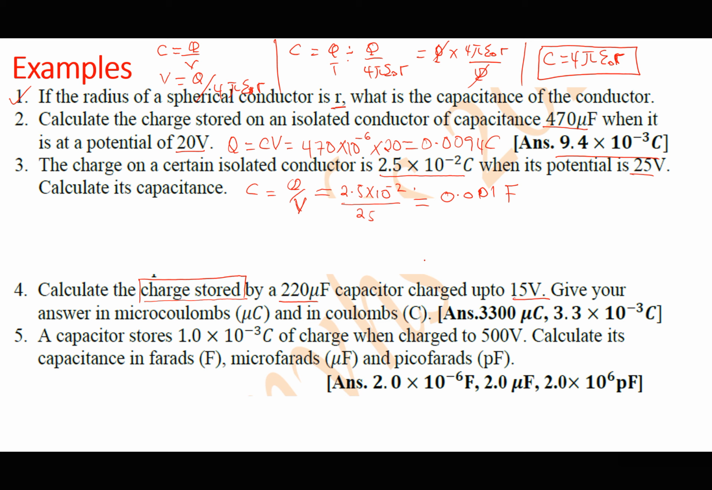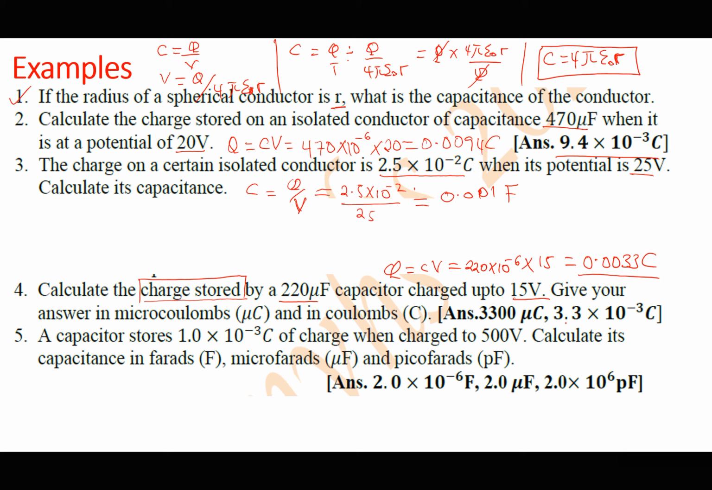So here I'll just write a simple formula. Charge is equal to C times V. When I substitute, C is 220 times 10 to the power of minus 6, times V, which is 15. So from my calculator, 220 exponent minus 6 times 15 is 0.0033 coulombs.